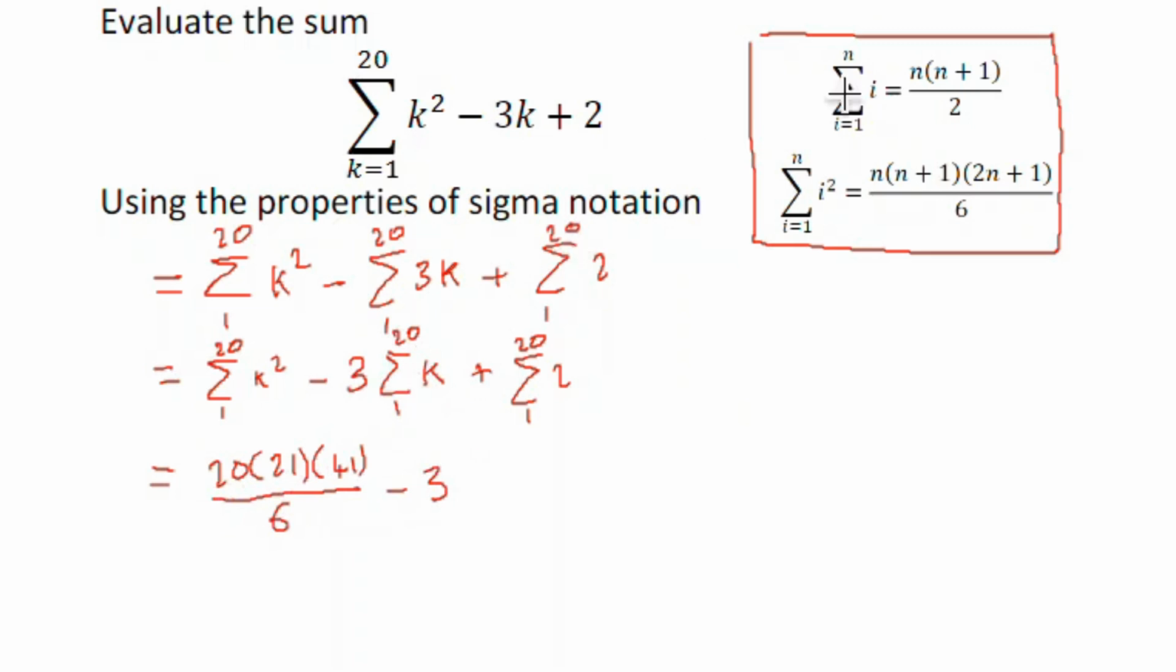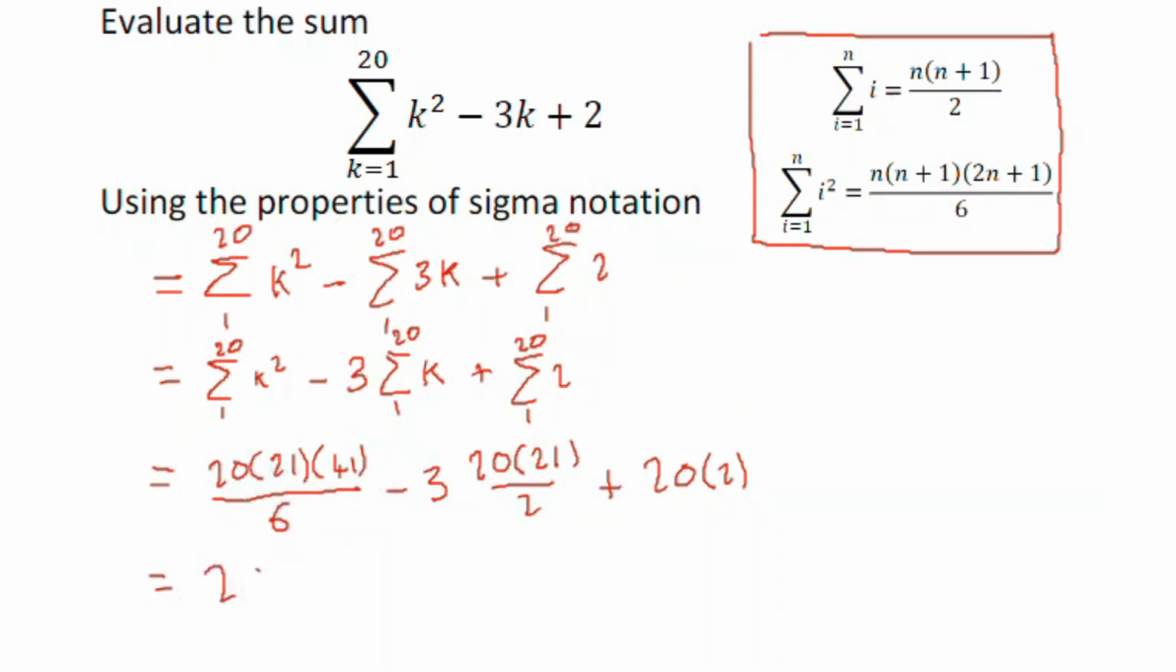And then this one, the sum of k, is this one, where we're using k instead of i as our dummy variable. So it's going to be 20 times 21 over 2. And then this one is just adding 2 together 20 times, so it's 20 times 2. Now each of these, well these first two anyway, are relatively large multiplications, but certainly doable.